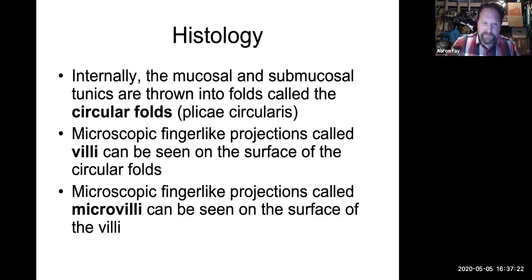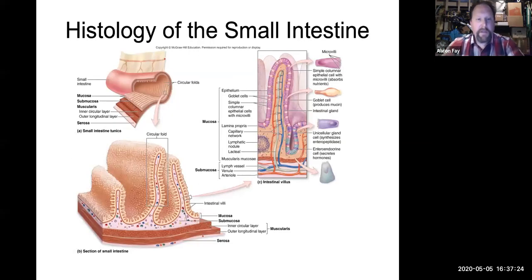Let's go to the picture. It should be a little bit more clear. So here is the small intestine suspended by the mesentery proper. So with your eye, you can see a macroscopic structure. You're going to see all these ridges and folds, right? Those are the circular folds that I'm talking about.